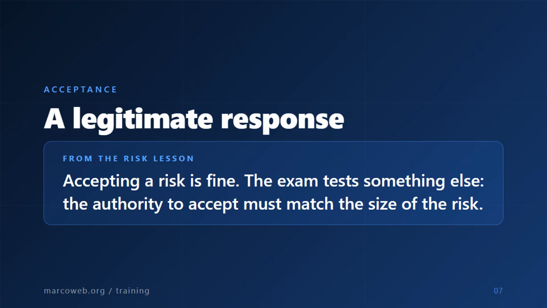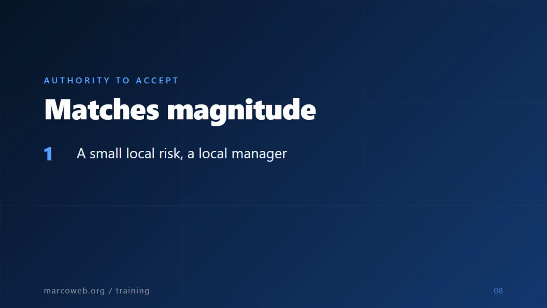Now acceptance. As we saw in the risk lesson, accepting a risk is a legitimate response. What the exam tests hardest is something else. The authority to accept must match the size of the risk. So think of it as a ladder. A small, local risk can be accepted by a local manager.